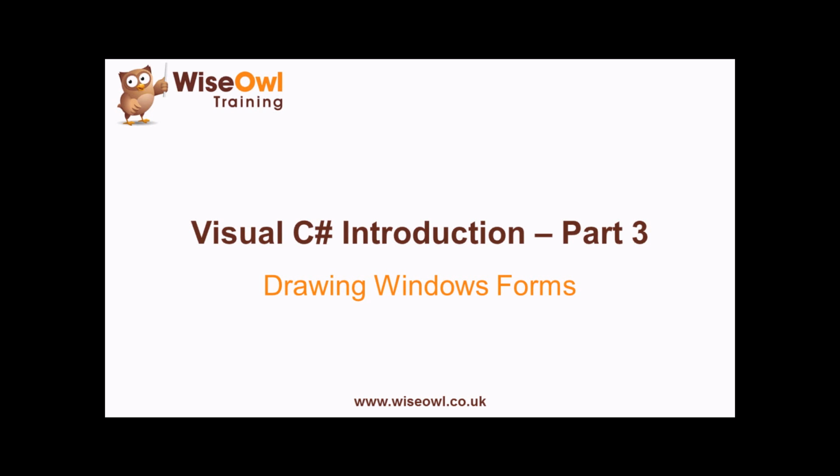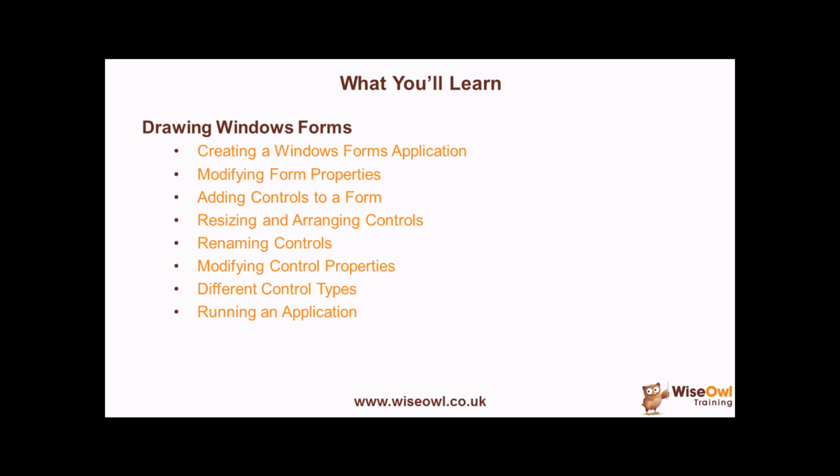Welcome to the third part of this WiseOwl tutorial series on basic programming in Visual C#. In this part of the series we're going to talk about how to draw Windows Forms, and we'll begin with a reminder of how to create a Windows Forms application. We'll explain how to modify form properties to control the appearance and behaviour of a form, and also how to add controls to a form and then resize and arrange them to make the form look sensibly designed.